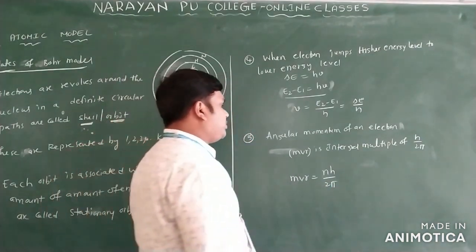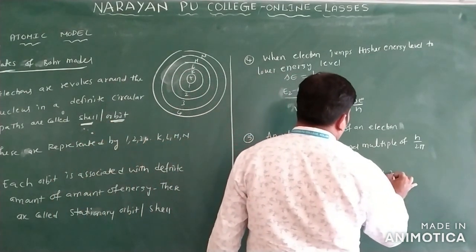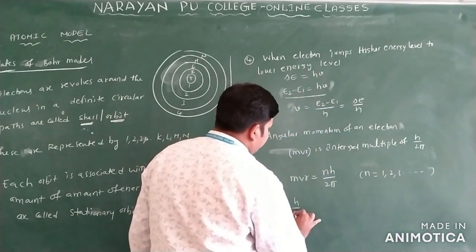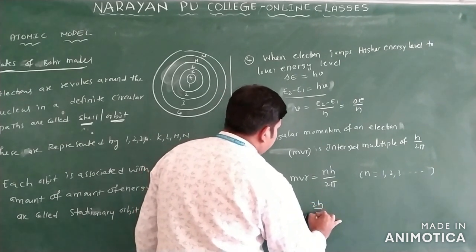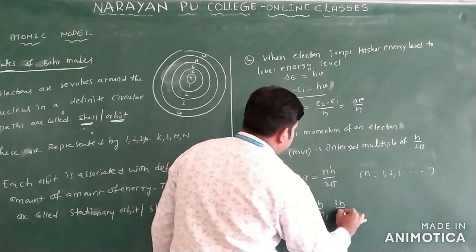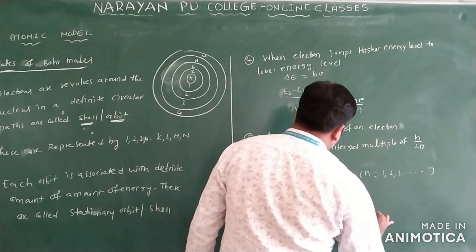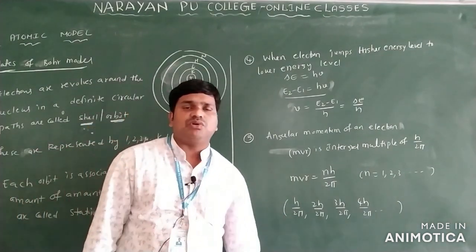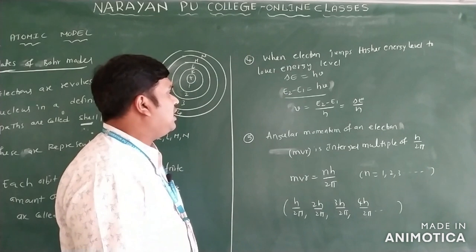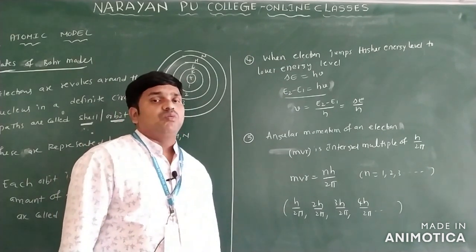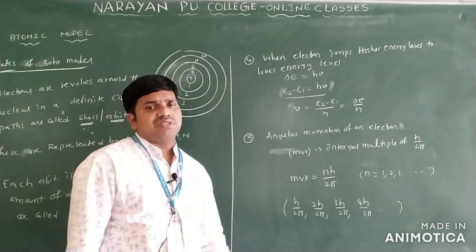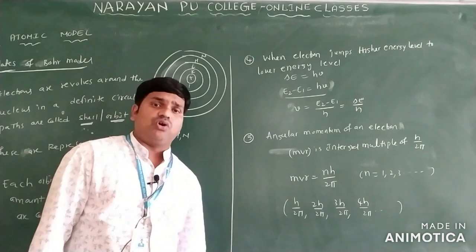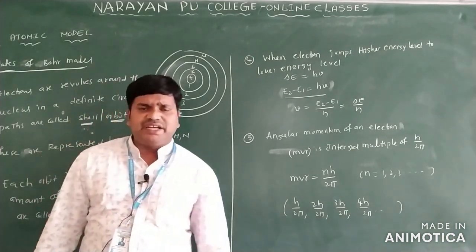MVR is equal to nh by 2 pi, where n you will write here n is equal to 1, 2, 3 and so on. Or you can write here h by 2 pi, or 2h by 2 pi, or 3h by 2 pi, or 4h by 2 pi and so on. You will get n value 1, 2, 3 and so on. This is an integral multiple, nh by 2 pi only. So these are the main postulates of the Bohr model only. In the exam, suppose they ask to write the postulates of the Bohr model, you can write these points only. This is regarding the Bohr atomic model only. Next we will discuss the demerits of this Bohr model only.